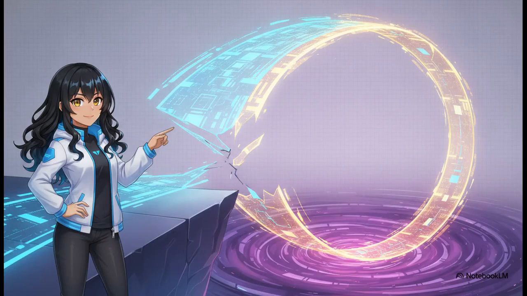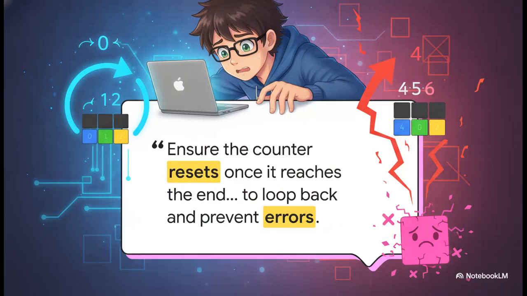But hang on, what happens when that counter hits 4? There isn't a color at that position. To stop the whole script from crashing, we use a really simple conditional check. If the counter is greater than or equal to the array's length, we just reset that counter right back to 0. Our source material actually emphasizes this as a professional best practice. You have to ensure the counter resets once it reaches the end of the data to loop back and prevent errors. Without this logic, your script goes hunting for array positions that literally don't exist, and boom, your app breaks.